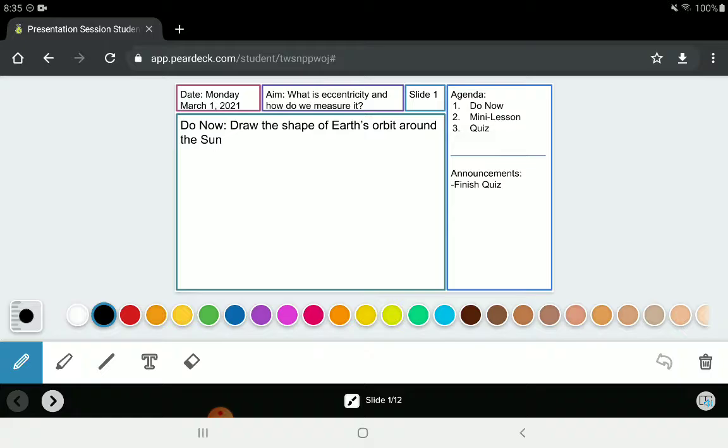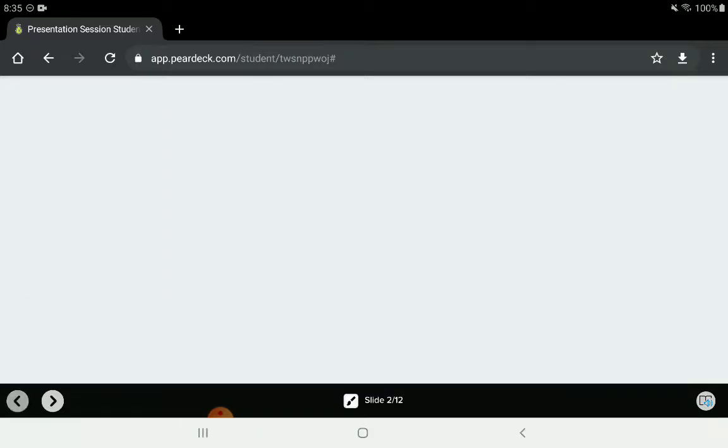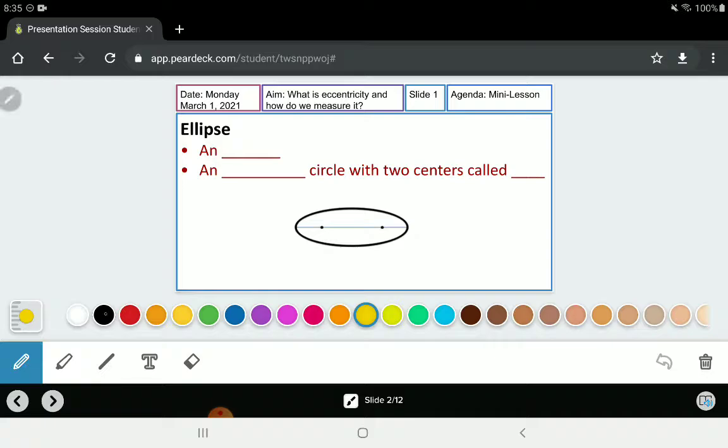What is eccentricity and how do we measure it? For this first one, you're going to draw the shape of Earth's orbit around the sun. Earth's orbit around the sun, I'm going to go ahead and draw that shape for you now. So a little bit of vocab for us.